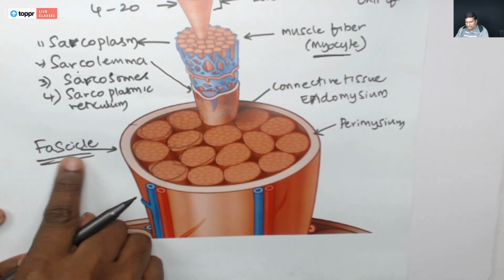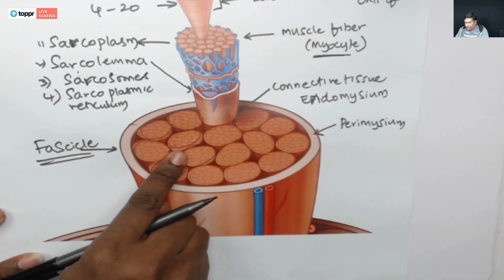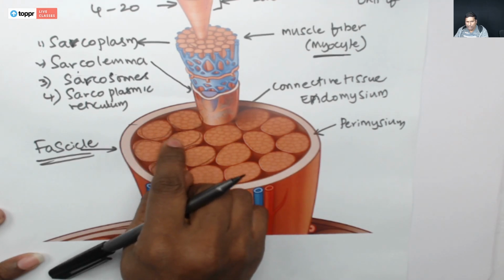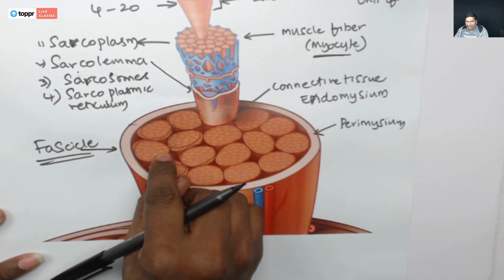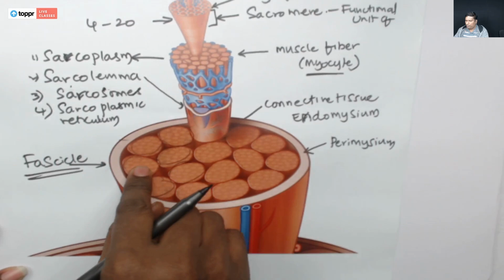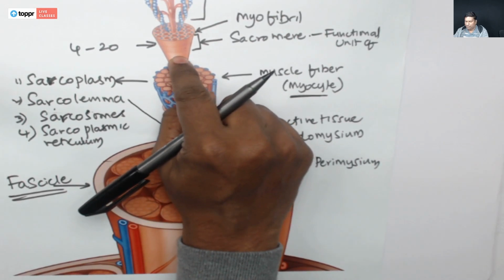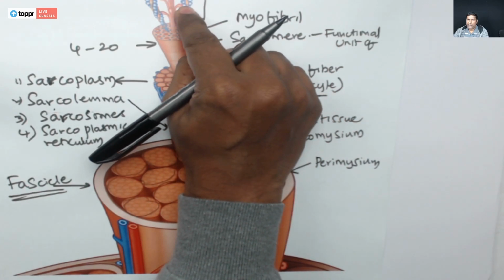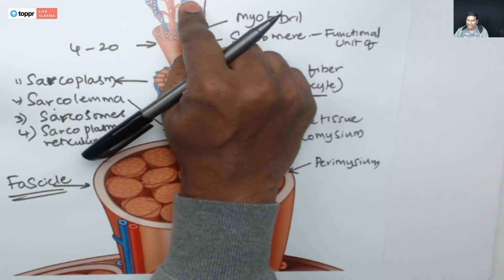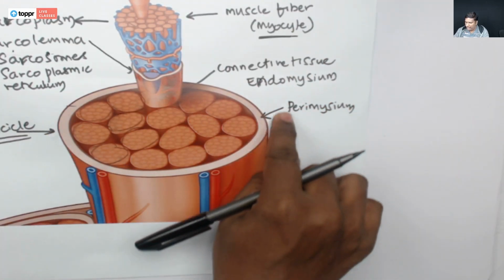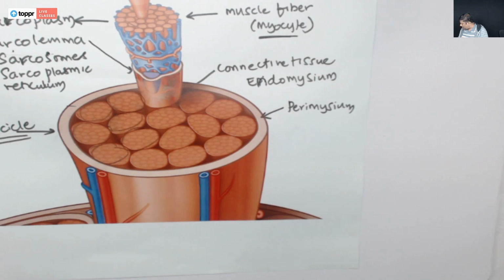You have a fascicle with a perimysium, and inside the perimysium you have several muscle fibers, and each muscle fiber is surrounded by endomysium, and below the endomysium you have sarcolemma, and inside the sarcolemma you have sarcoplasm, and inside the sarcoplasm you have several myofibrils, 4 to 20 myofibrils, and inside the myofibrils you have hundreds of myofilaments, the actin and the myosin. So that is the basic structure here. So we are at the perimysium.